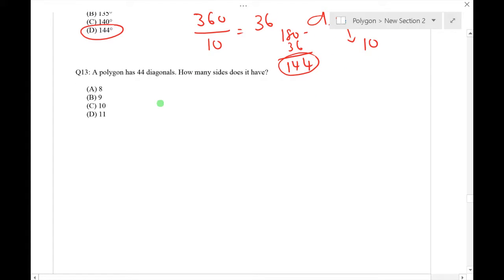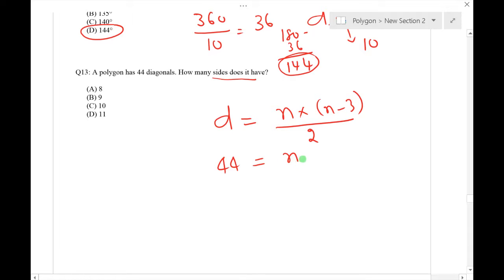A polygon has 44 diagonals. Wow. That should be a substantial number of sides. Okay. How many sides does it have? Well, the easiest way is to use the formula. And so we know that the number of diagonals is n times n minus 3, everything divided by 2. Now we know the number of diagonals is 44. And that should be equal to n times n minus 3 divided by 2.